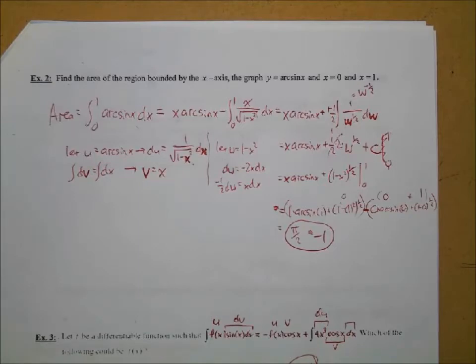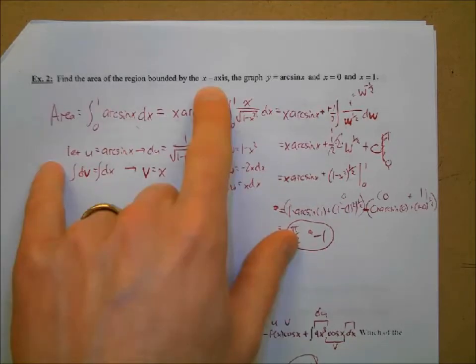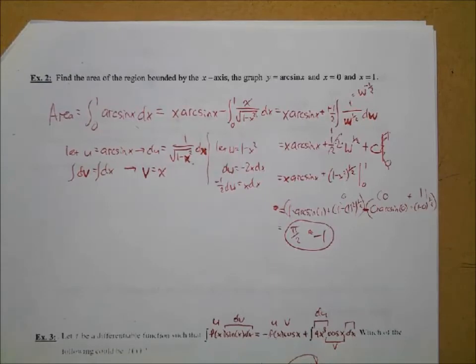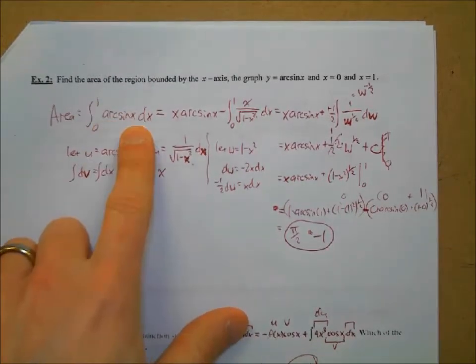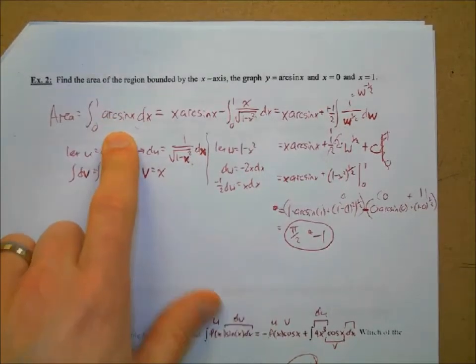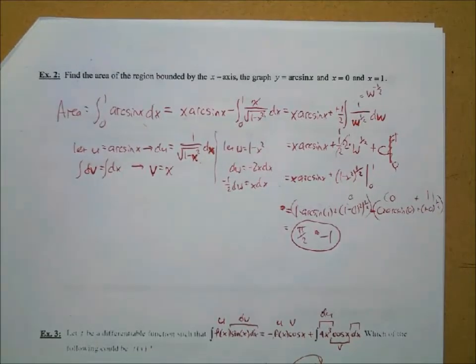We've seen this in the past, where we just did an area of a region between two curves. I guess our two curves here are the x-axis and y equals arc sine x. Anyway, we're going to integrate from 0 to 1, arc sine x dx. Integral of arc sine, we don't know how to integrate arc sine. We can take its derivative, but we don't know how to integrate it.